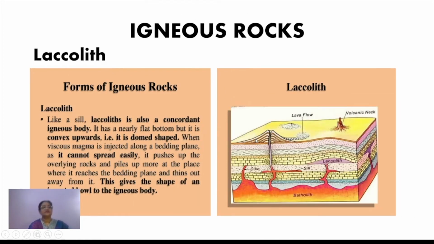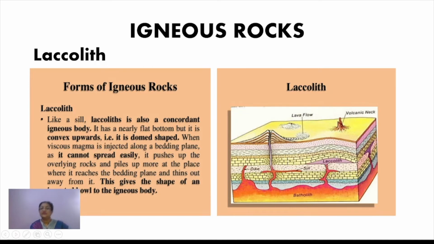Now come to the next one, laccolith. Laccolith is again an example of intrusive igneous rock. You can see the examples very clearly in this picture, right? This is the dyke, number one. These horizontal parts are called sills, and this is the laccolith which we are talking about, right?